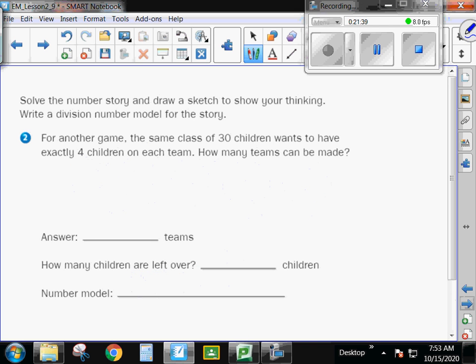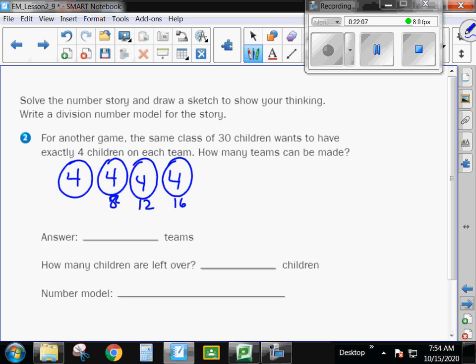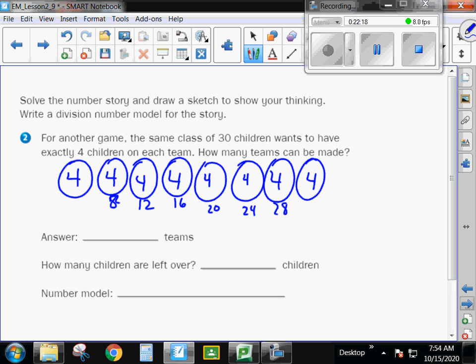All right, number 2. For another game, the same class of 30 children wants to have exactly 4 on each team. So how many teams can be made? All right, so for this problem, I'm going to do 30 children want to have 4 on a team. So here's a team, that's 4. Another 4 is 8. Sorry, I was thinking ahead. Another 4 is 12. Another 4 is 16. Another 4 is 20. Another 4 is 24. Another 4 is 28. Another 4 is 32.